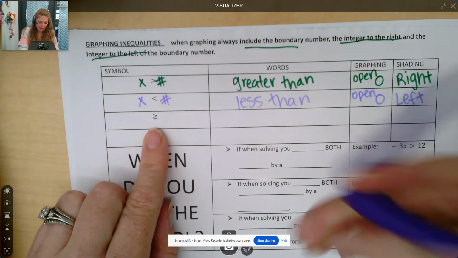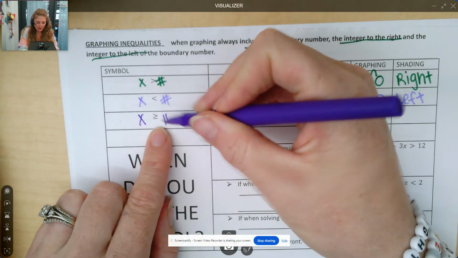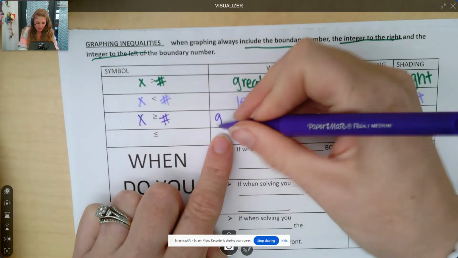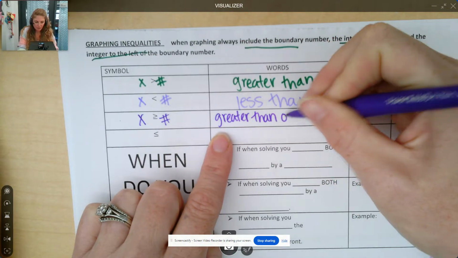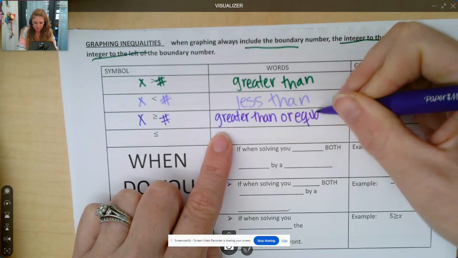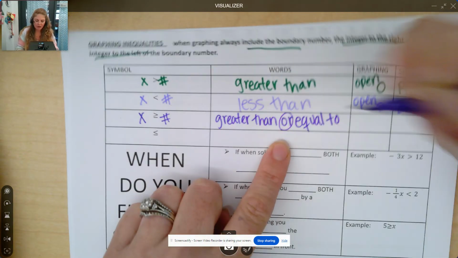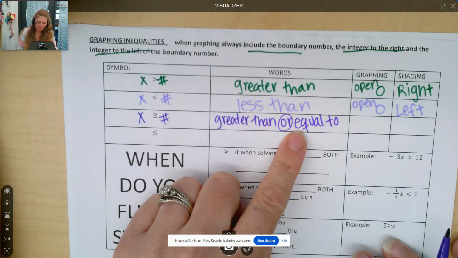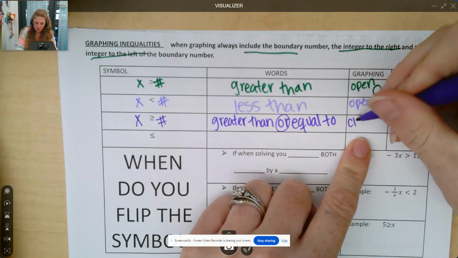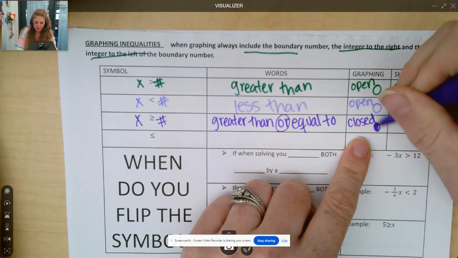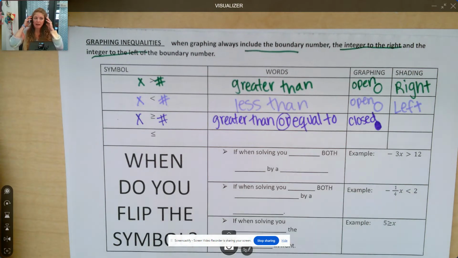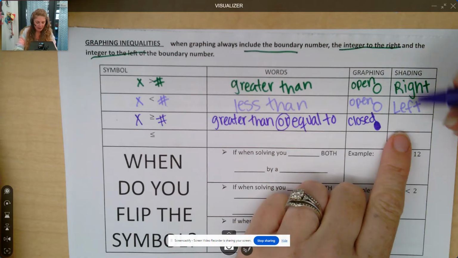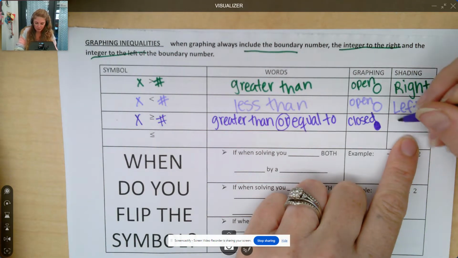This next value is x is greater than or equal to. Notice it's an or statement. You can't be greater than and equal to at the same time. This is a closed circle when we graph. The boundary number is included in the solution set. It does make the statement true. And it's greater than, so numbers that are greater than the boundary number are to the right. So we're shading to the right for our solution set.